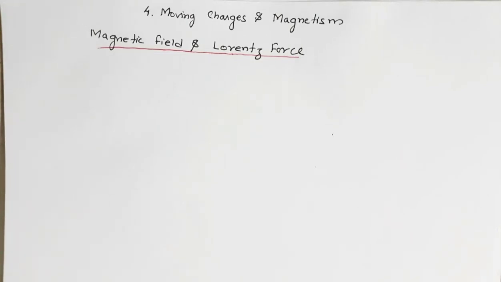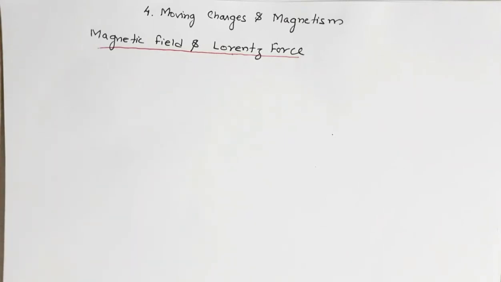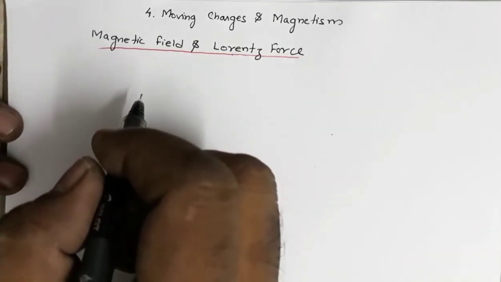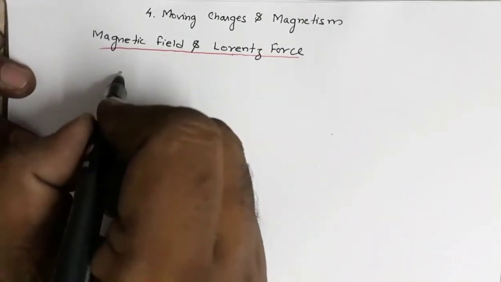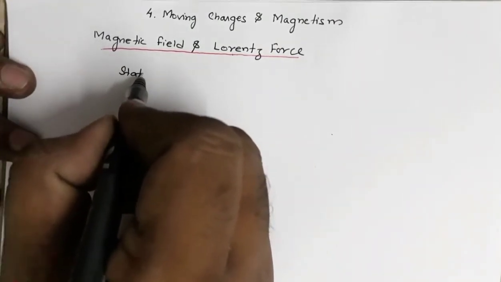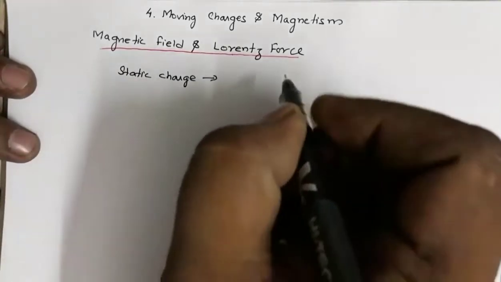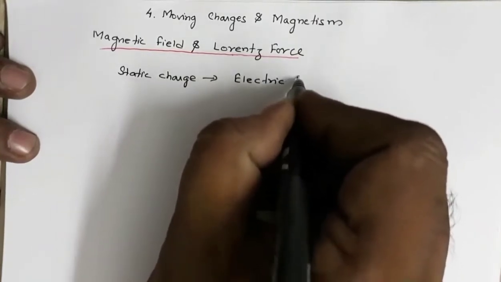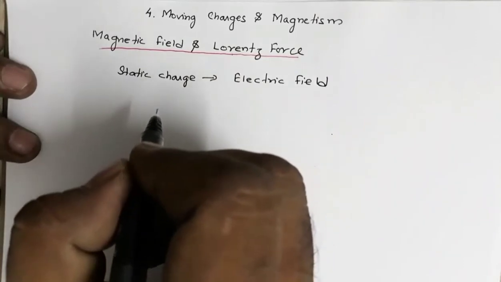In this video I am going to discuss the topic magnetic field and Lorentz force from the chapter moving charges and magnetism. Now prior to this you have gone through the chapter electrostatics, wherein we have seen that if you have a static charge, the static charge produces an electric field. Static charge produces an electric field.